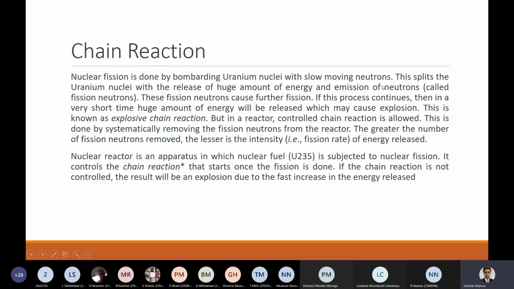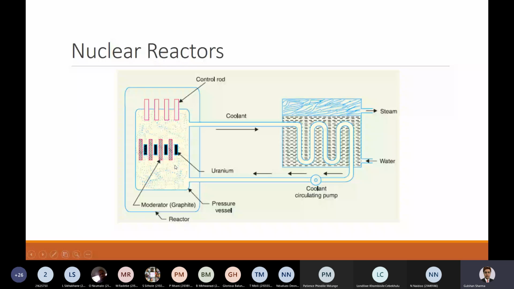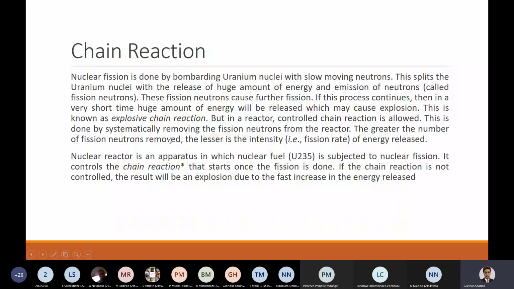So once the chain reaction is initiated, guys, it's a continuous process, and your heat energy will be released, it will go on, go on, go on. If this process continues, this is the uranium and this is the moderator, it happens here in the nuclear reactor. That's why the nuclear reactor plays an important role in the nuclear power plant.